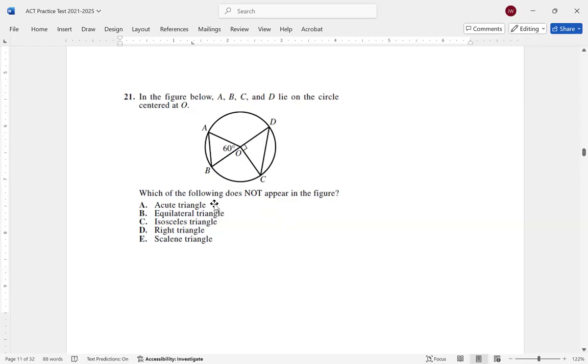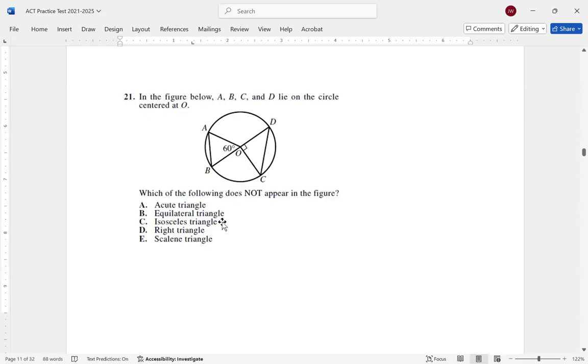If we look at part A, it says, is an acute triangle? Well, there is an acute triangle. Acute means all of the angles are less than 90. You can see that OAB is acute. All of the angles are going to be less than 90. So it's actually going to be 60, 60, 60, which is an equilateral triangle, which also shows you that B is not the correct answer either. Since it's a 60, 60, 60 triangle, we have an equilateral.